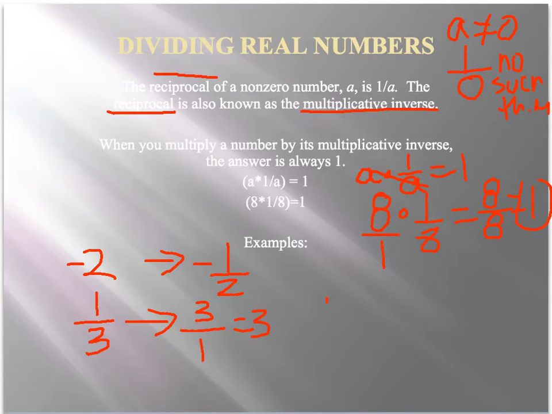How do I know that? Because 1 over 3 times its multiplicative inverse, which is 3 over 1, I get 1 times 3 is 3. 3 times 1 is 3. Like I said before, anything divided by itself is 1. Okay, so moving right along to our next slide.